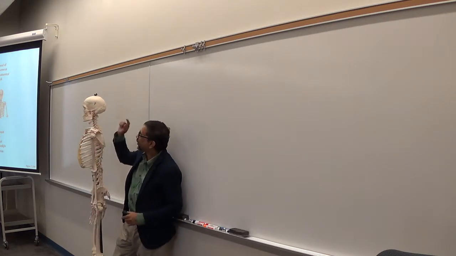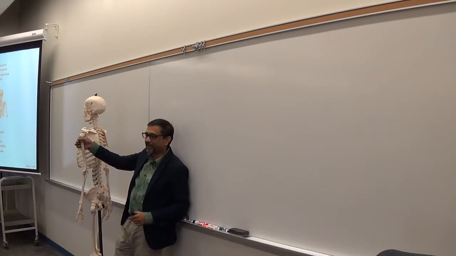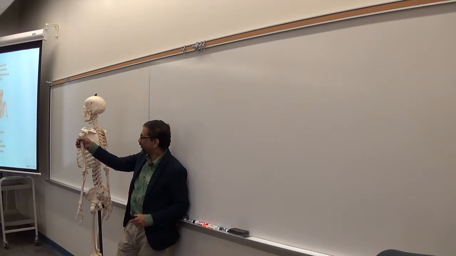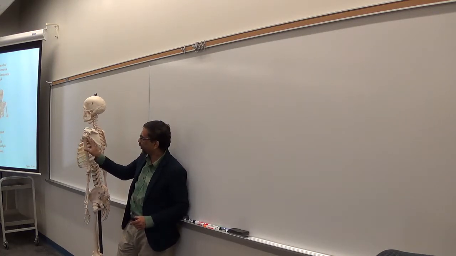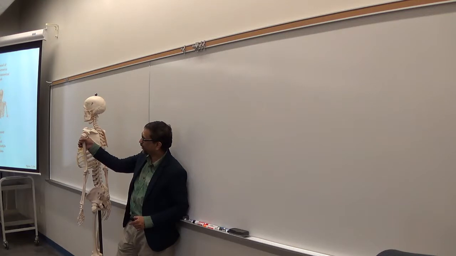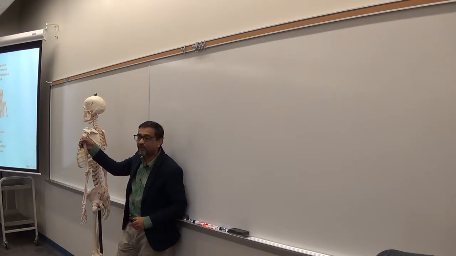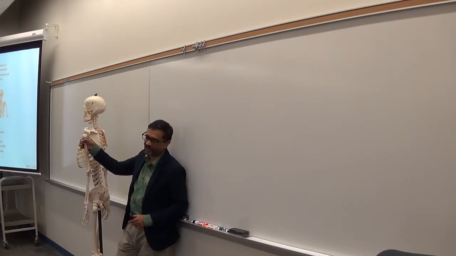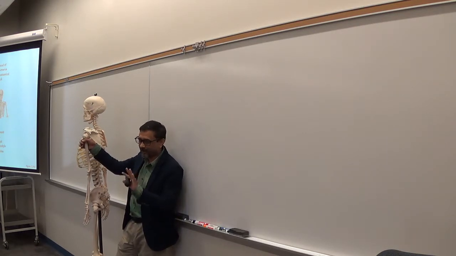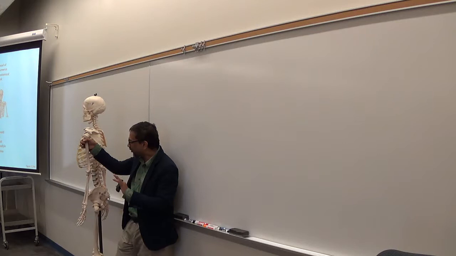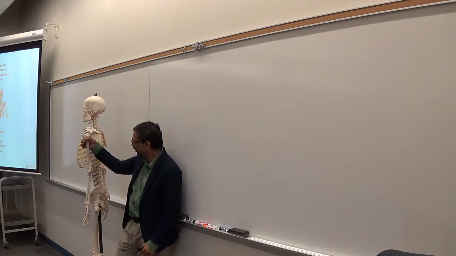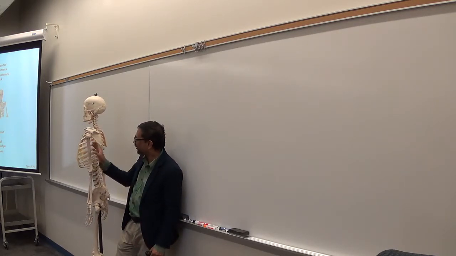Now, why is this called the surgical neck, this area, where the shaft joins the upper end? Because in most cases, fracture of the humerus occurs here. Is it clear? Most of the cases, what happens? Fracture occurs in this area, in the humerus. That's why this is the surgical neck.